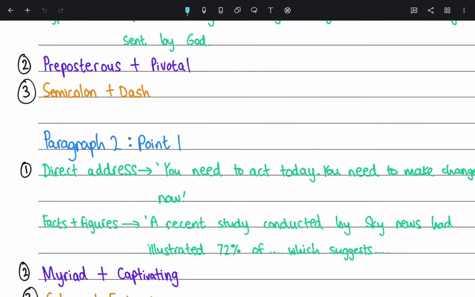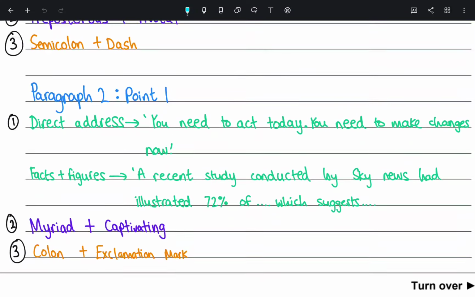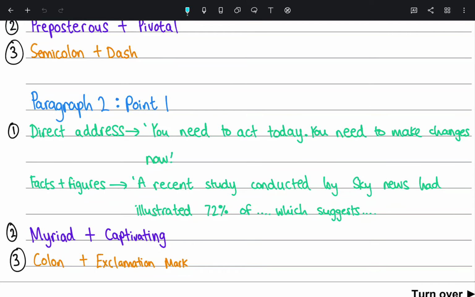So that's paragraph 1. Paragraph 2 is your point 1. So your main point that you'd be making, the first point, that is based on your plan. What should you use? You should use direct address and facts and figures. And alongside that, at least 2 types of ambitious vocabulary. So we've got myriad and captivating, and 2 types of punctuation, colon and an exclamation mark.